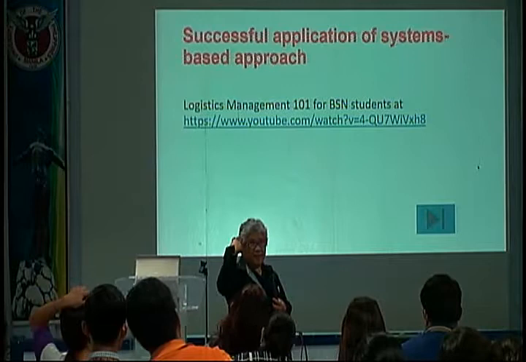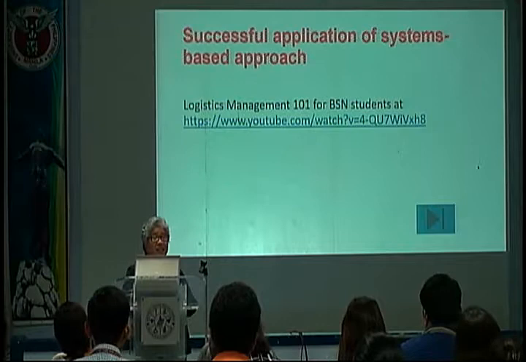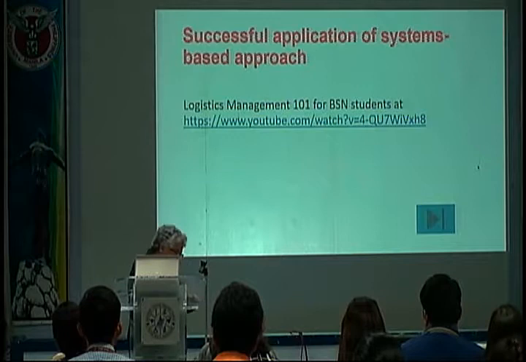Everything is at your disposal. You have to be discreet in choosing which ones to do. Okay? So, ito yung basic na basic na logistics management. This is optional, you don't need to wash it. It's only 8 minutes.